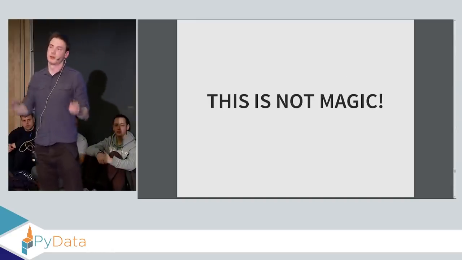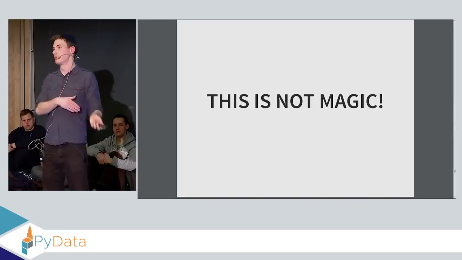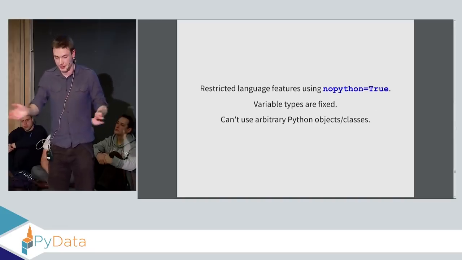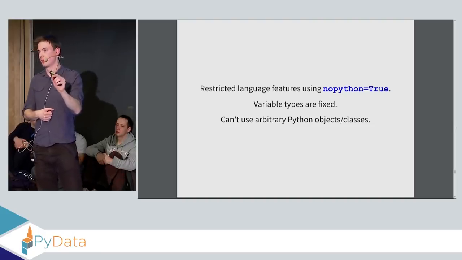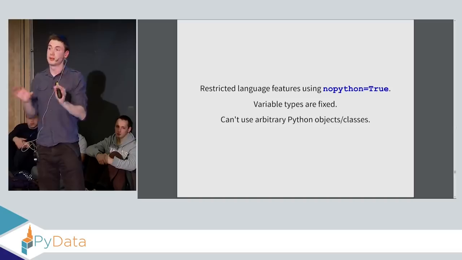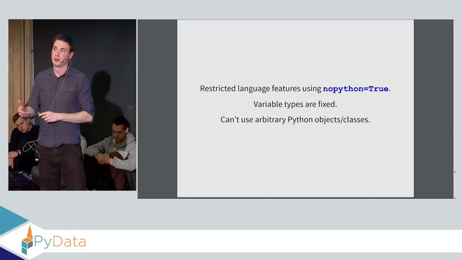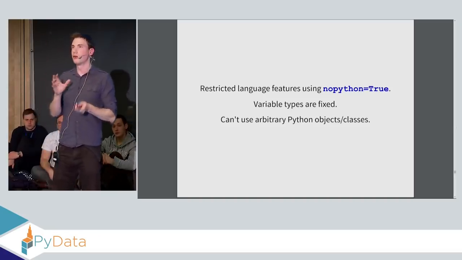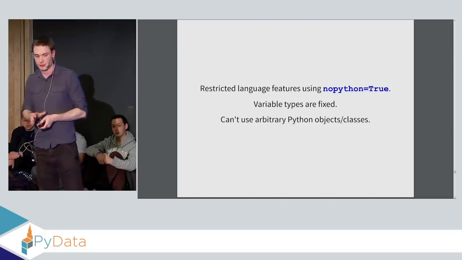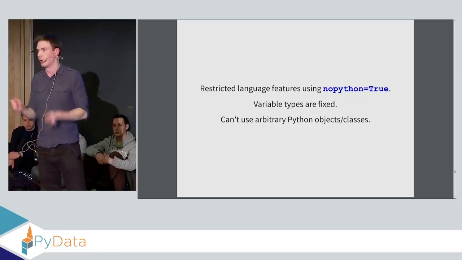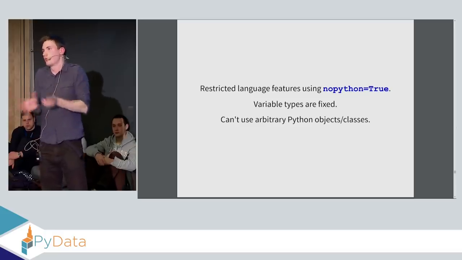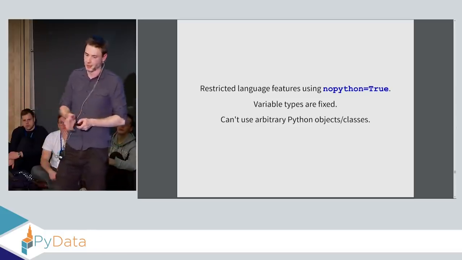The key here is that this is not magic. It's cool that we can increase this one function by 270 times, but you're really restricted in what you can actually do in these routines. So as soon as you put nopython equals true in that decorator, it will raise an exception if it cannot compile it to machine code. And that means that actually you're very limited in the types of Python features you can use. So you can't just import any Python library and just use it magically. You can't do some of the crazier things that you would generally do in a dynamically typed language.